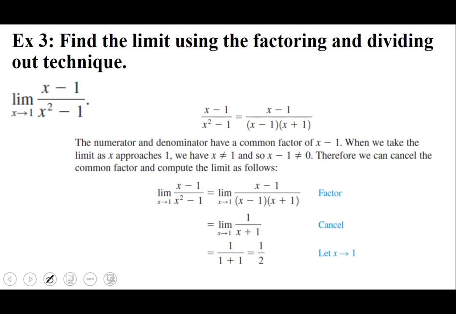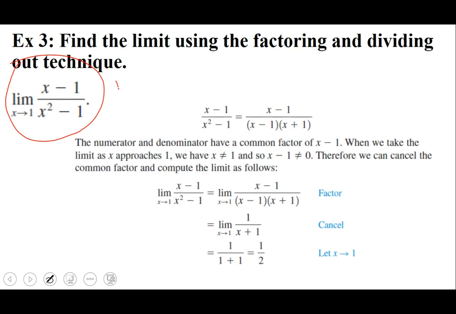So the first technique is using factoring and dividing out. Unfortunately, it doesn't have a cooler name. So here's the problem in question, the limit as x goes to 1 of (x - 1)/(x² - 1). So again, using what I mentioned, that direct substitution is your first line of attack, you would try to plug a 1 in for all the x's.